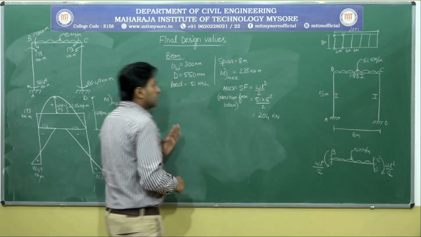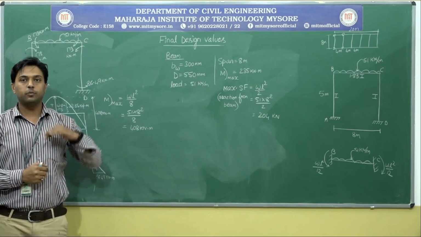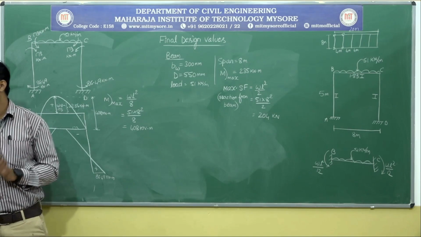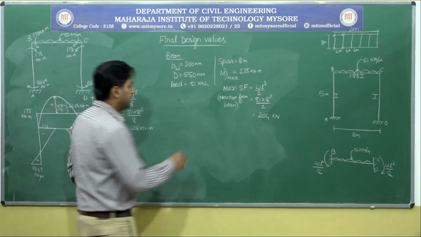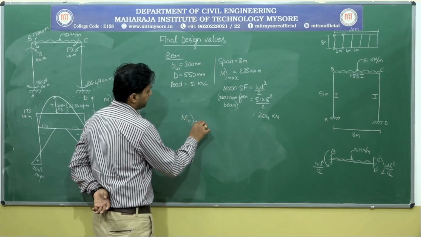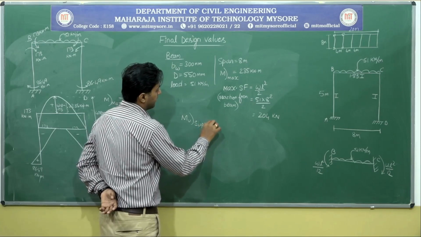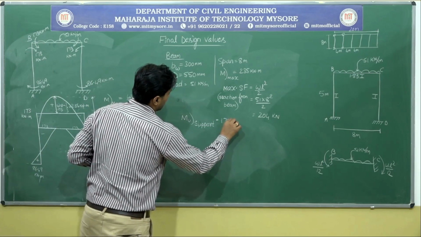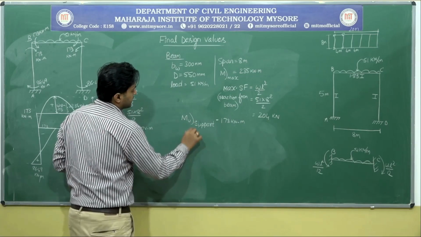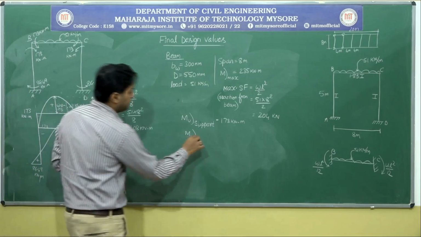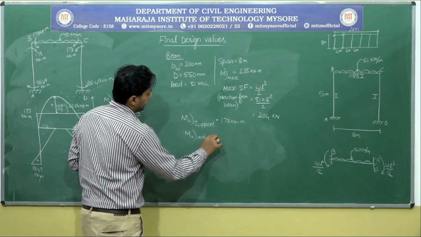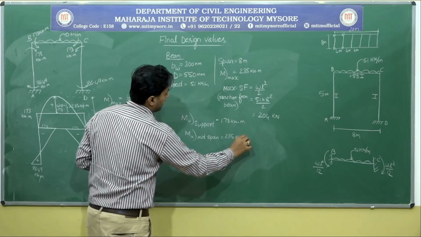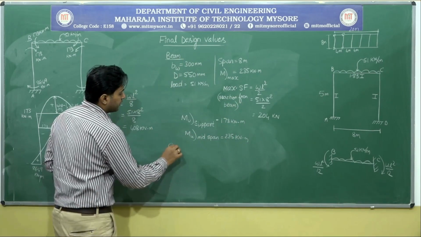So these are all the things that I want to know to proceed with the design. Next I will be moving on with the MU at the support and MU at the midspan, because that also I want to know. I will be explaining. So MU at support also I want. MU at support is 173 kilonewton meter. MU at midspan, because keeping this value I can easily do it, is 235 kilonewton meter. This value, this one. So this is about the beam. Now let me move on with the column.